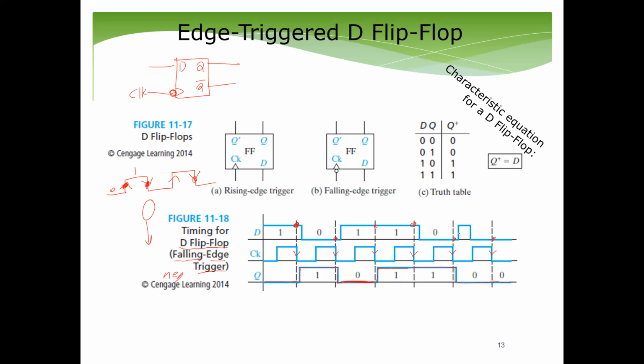Notice that D here went from 0 to 1, and then back to 0 again. This change did not reflect on Q because it's happening in between the two edges, so it will be ignored. So again, a flip-flop will sample data only at a certain edge, either a rising edge or a falling edge. We call this a positive edge triggered flip-flop, and this is a negative edge triggered flip-flop.